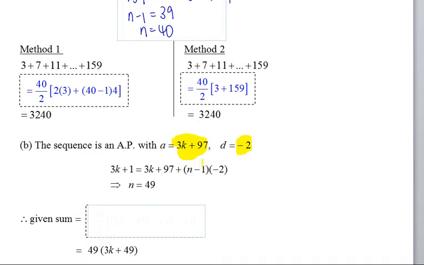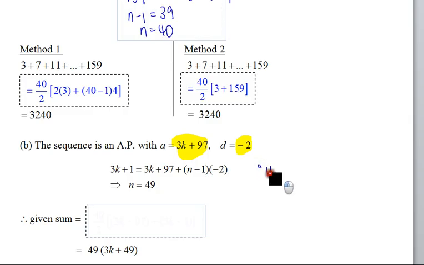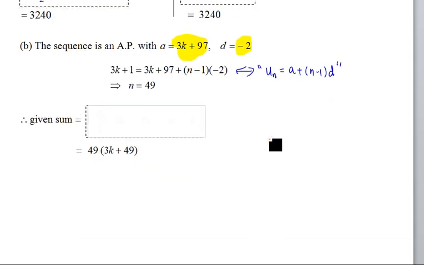Again, we can easily find the number of terms using this idea. un equals a plus n minus 1 d. You don't have to write this, but I'm just trying to say that you are making use of this, right? This is the nth term, first term, plus n minus 1, d. The only unknown is n. So you have 49 terms in total.